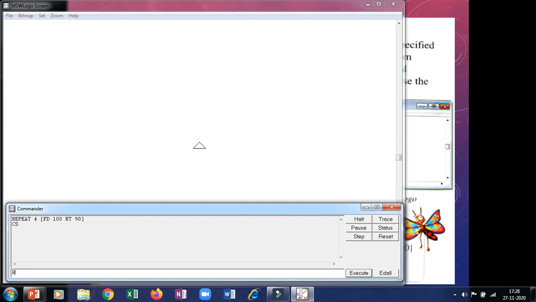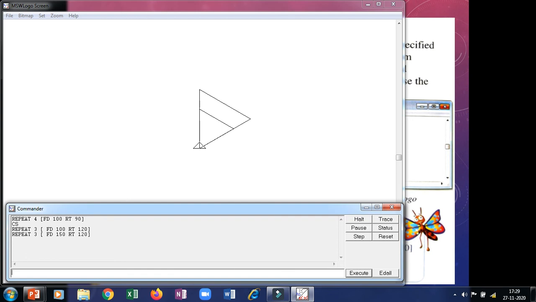Now do you remember the command for the triangle? The triangle has 3 sides, so we repeat the command 3 times. What was the command? FD100 RT120. Close the bracket, enter. If you want to make a bigger triangle, instead of 100 write 150 or whichever number you want more than 100. Let us see.